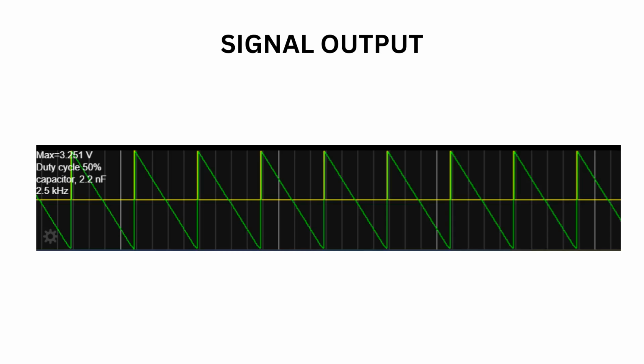This figure shows the actual signal output obtained from the circuit simulation. The waveform clearly exhibits the characteristics of a unipolar reverse sawtooth, with a slow linear decrease followed by a rapid reset at the end of each cycle. The measured peak voltage is approximately 3.25 volts, and the signal operates at a frequency of about 2.5 kHz, as determined by the resistor-capacitor network.